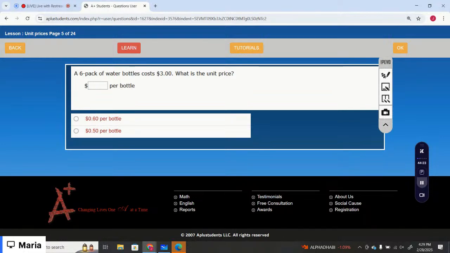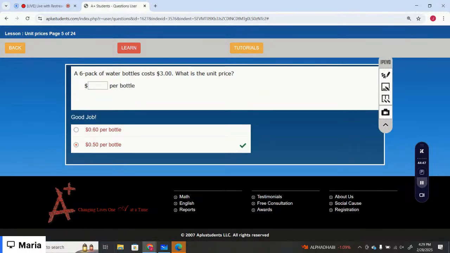A six pack of water bottles costs $3. What is the unit price? Which is the correct option? That is $0.50 per bottle. Option number 2 is the correct option.